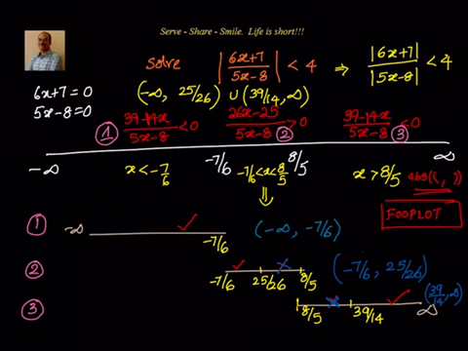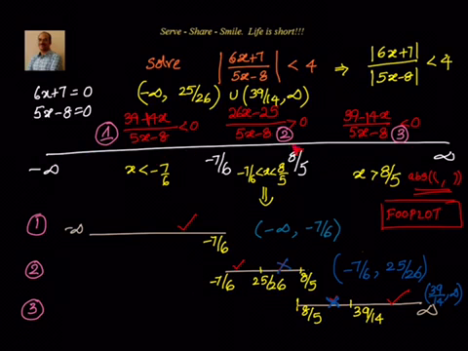So let me summarize what we have done. I hope I haven't confused you enough, but let me just try to simplify that. We have been given that we have to find the solution set of the absolute value of 6x plus 7 divided by 5x minus 8 less than 4. Since it is modulus or absolute value, I have to find out when the numerator will be positive, when it will be negative, when the denominator will be positive, when the denominator will be negative.